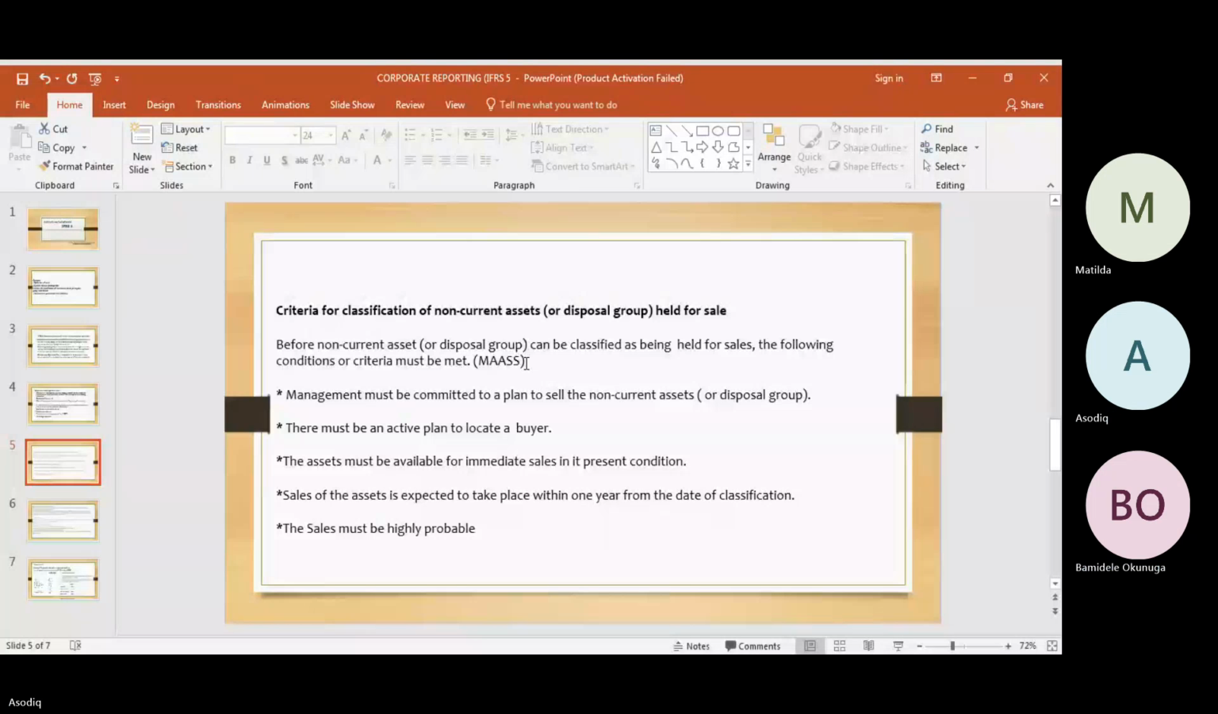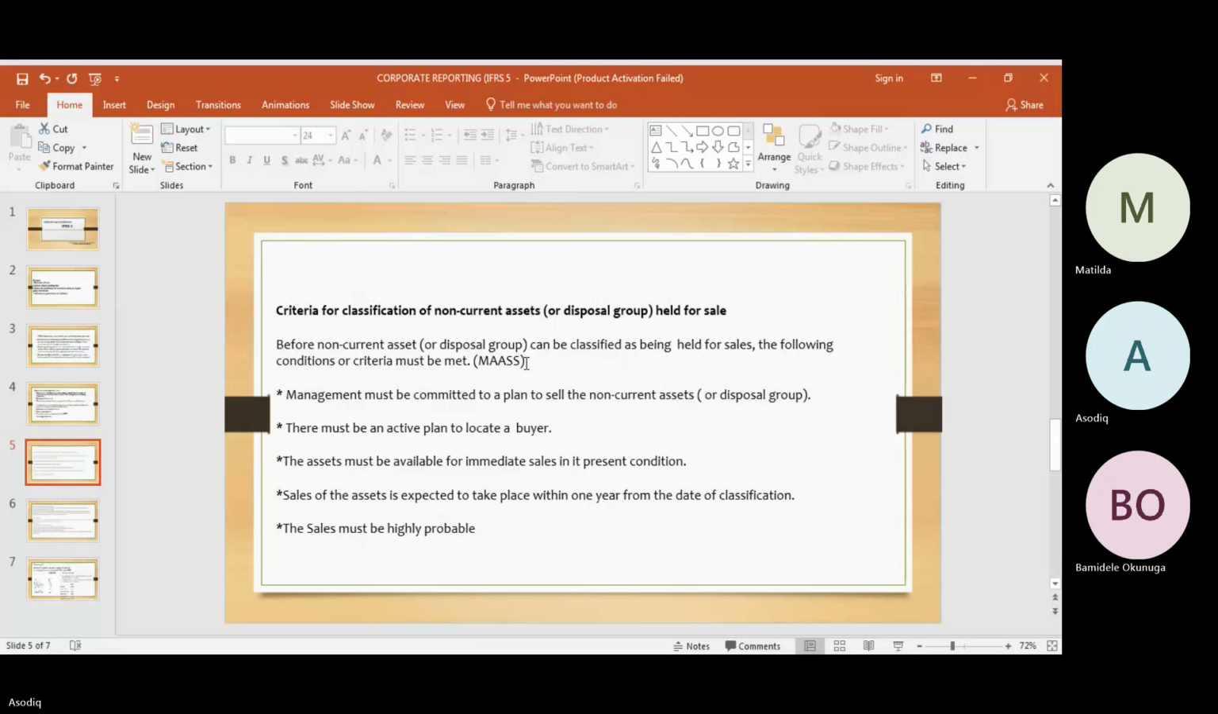Yes. Okay. Now, the first one is management must be committed to a plan to sell the non-current asset or disposal group. If none of these criteria are met, that means that the asset cannot be categorized as a non-current asset held for sale. For all these criteria to be met, all the 5 criteria I'm going to be mentioning and explaining, they have to be put in place before anything can follow.